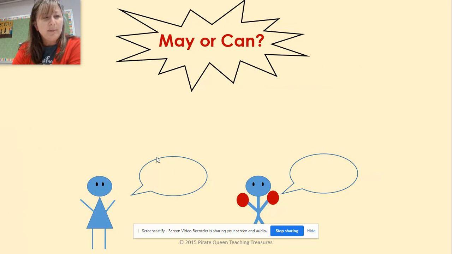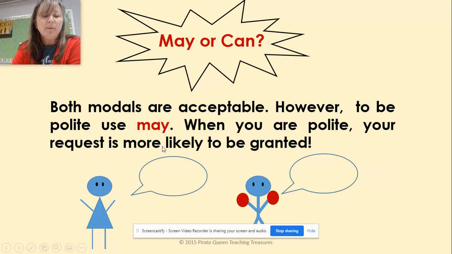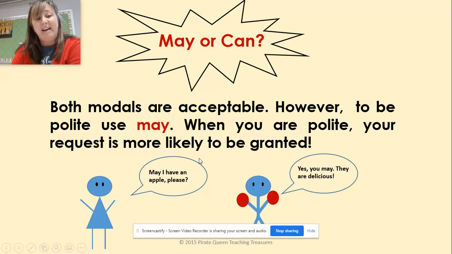Now here's the difference between may and can. Both modals are acceptable, but one is more polite. May is more polite than can. When you're polite, your request is more likely to be granted. So, may I have an apple, please? Versus, can I have it? And then they're going to say, yes, you may.